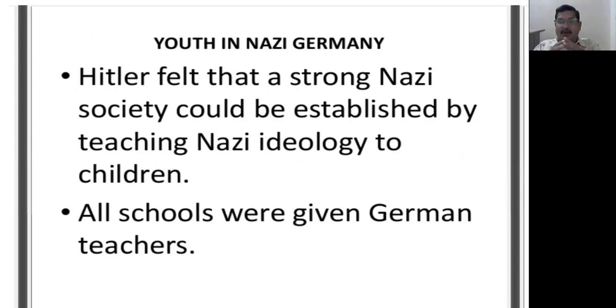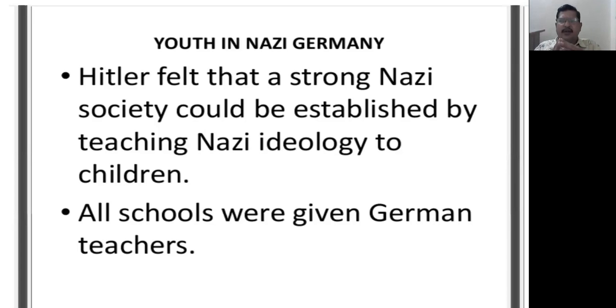So, what was the scenario of the youth and women in Germany? Hitler felt that a strong Nazi society could be established by teaching Nazi ideology to the teachers. That is, he made the students, the children, learn more about love towards the country and racism, and he made them aggressive by making the schools teach boxing and other martial arts to the children, and he made them very, very aggressive.